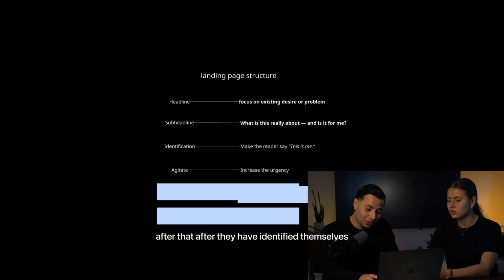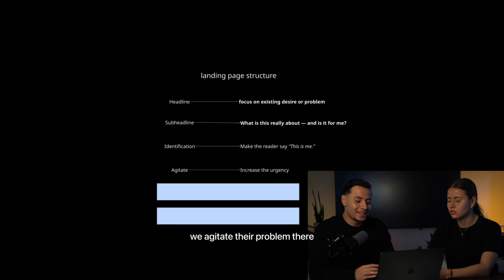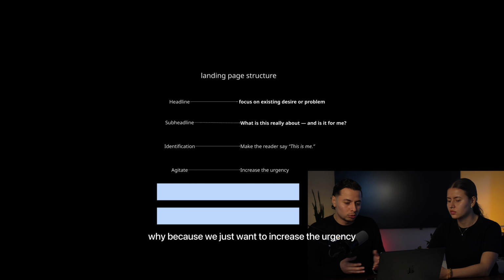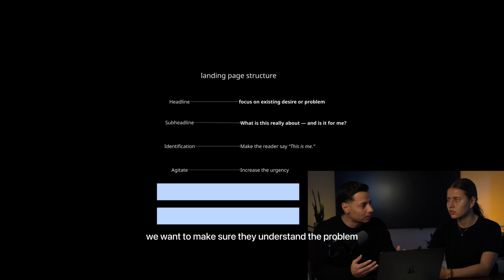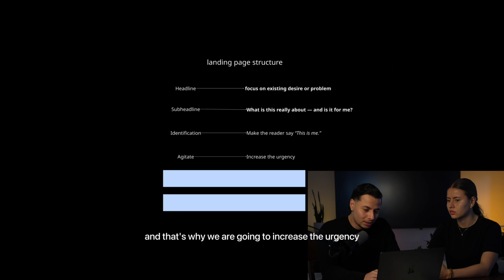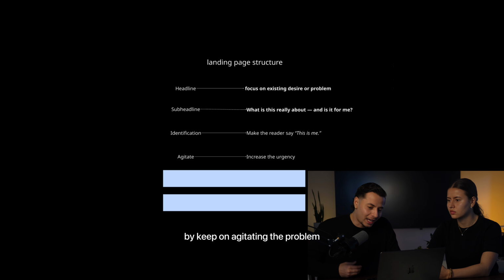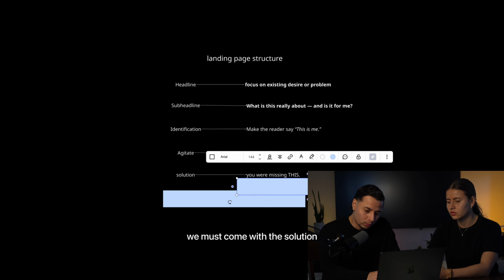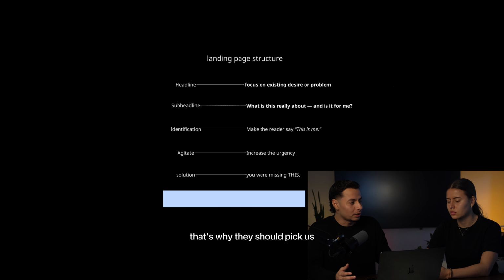After they have identified themselves, we agitate their problem. We keep on hitting the problem. Why? Because we want to increase the urgency and make sure they understand the problem. After we agitate the problem, we must come with a solution. That's why they should pick us.